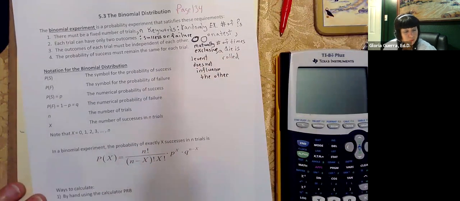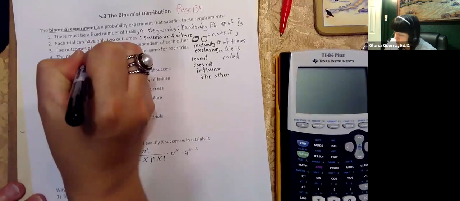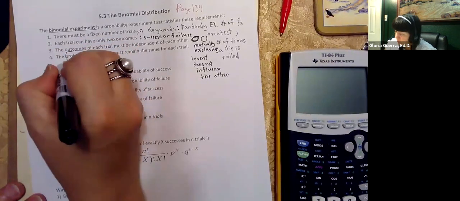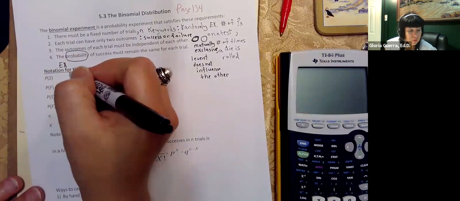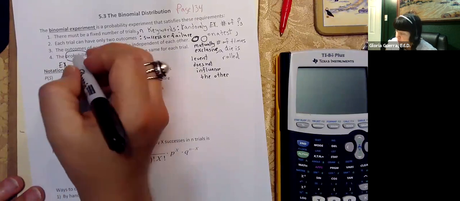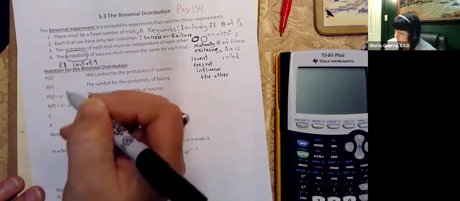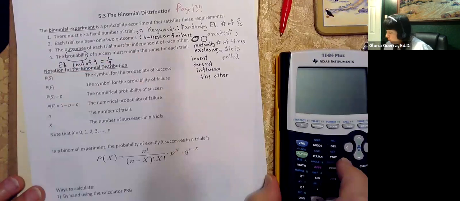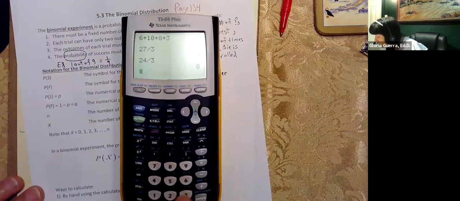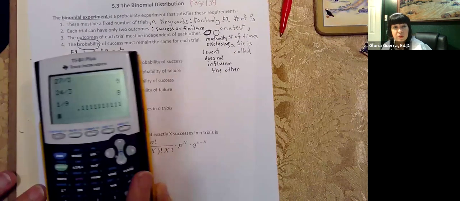And then we have that the probability of success must remain the same for each trial. And the probability, sometimes they'll give it to you as a number out of so many. For example, 1 out of 9, and that would be written as 1/9. That can be 1 divided by 9, so that's 0.11 repeating.